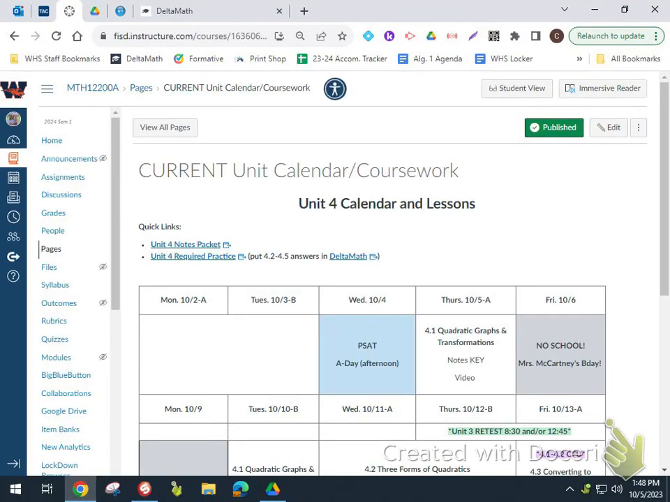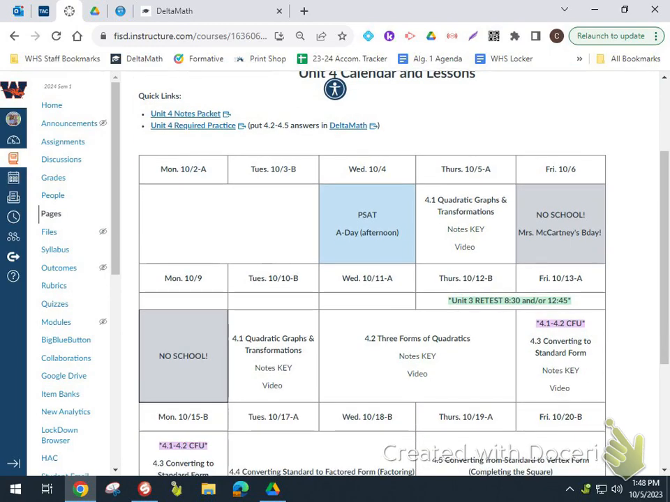So we are moving on to Unit 4. Okay, here we go. Quadratics. This is a big deal. Close your Chromebooks. Close your Chromebooks. Quadratics is actually going to take us 2 units.